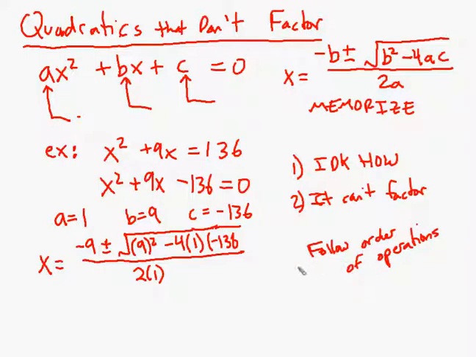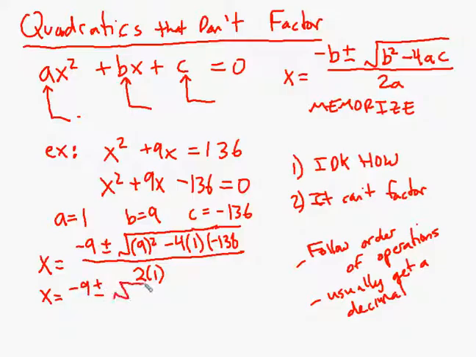Usually we will get a decimal. So you are going to need your calculators. Alright, so that won't happen in this case because I told you to factor. Alright, so negative 9 plus or minus. Order of operations says squares first. So 9 squared is? 81. And then I can do this at the same time, can't I? Yes, I can.